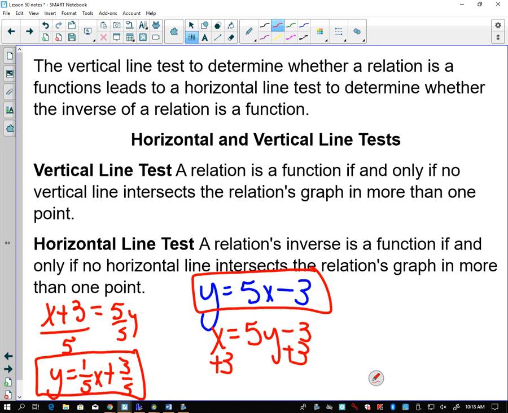We test it the same way, just with a different line. If it crosses my function more than once on the horizontal line test, then the inverse function is not a function. It's just a relation. Do you see what I'm saying?